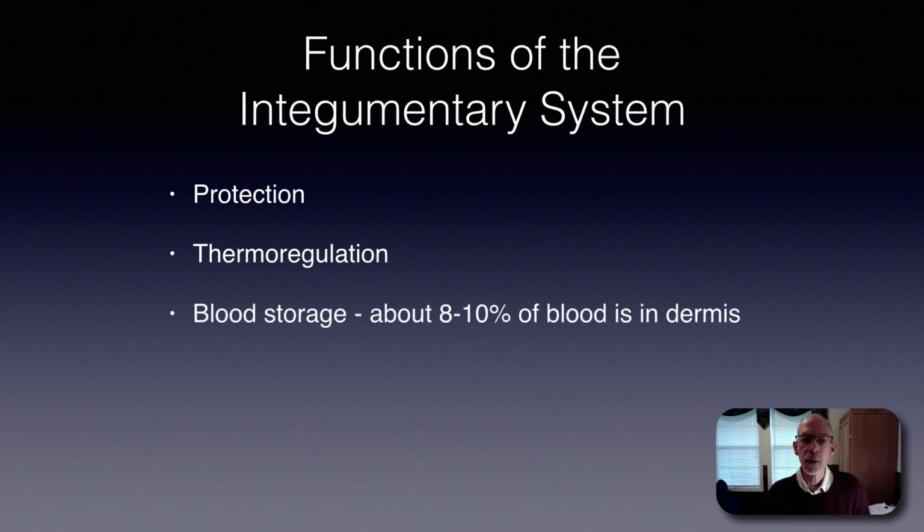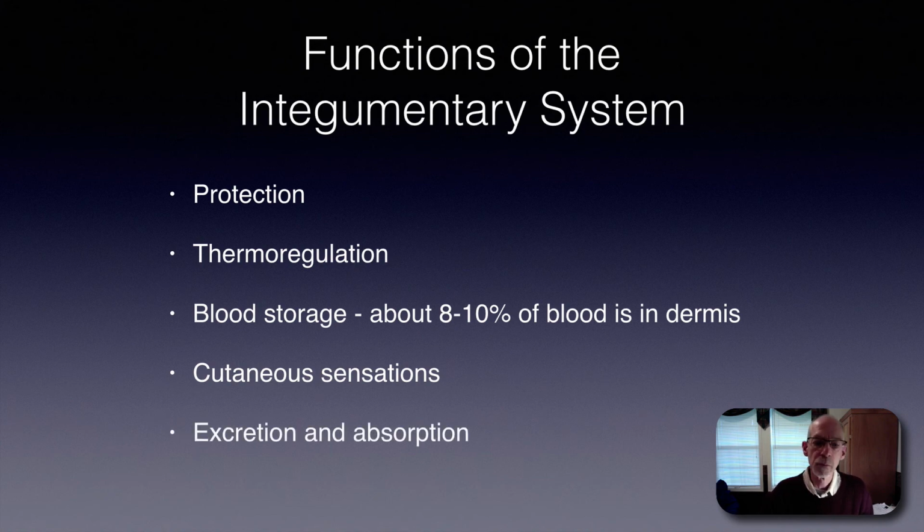Another thing that the skin does is it acts as a place of blood storage. About 8 to 10% of your blood is within your skin. It's also involved in cutaneous sensations. We can detect things like touch, heat, and cold in our skin. It's also involved in excretion and absorption. Things such as amino acids and uric acid and sweat are excreted from the skin.